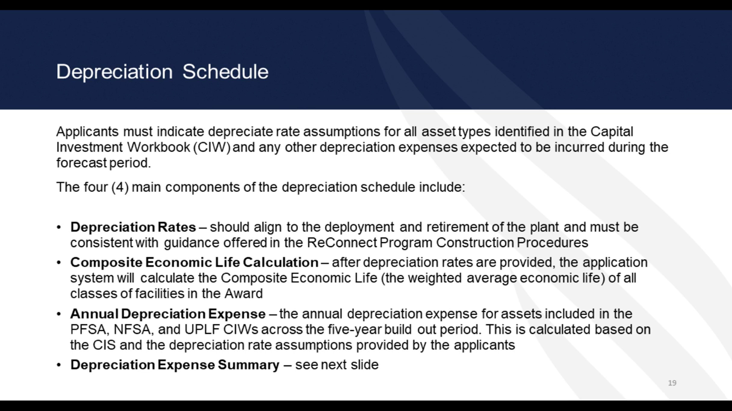The four main components of the depreciation schedule include the following. Depreciation rates for all project asset types should align to the deployment and retirement of the plant and must be consistent with guidance offered in the ReConnect program construction procedures. If an applicant is regulated by a public utility commission, they should adopt those depreciation rate assumptions.